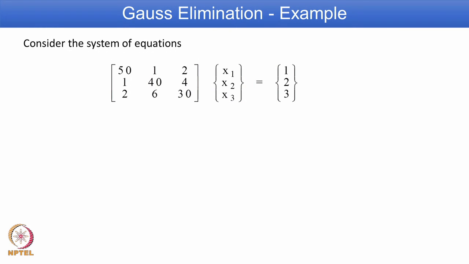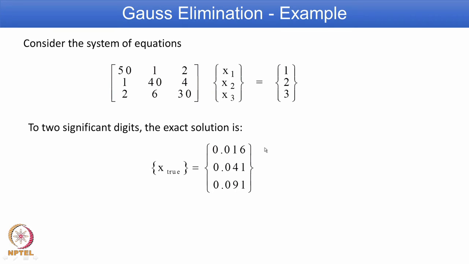We explain the Gauss elimination procedure with the help of a simple matrix as shown here. 50, 1, 2, 1, 40, 4, 2, 6, 30 are the elements of that matrix. x1, x2, x3 is the column vector of unknown values, equal to the right side 1, 2, 3. There is an exact solution available for this system, and that is listed as shown here: 0.016, 0.041 and 0.091. We explain the Gauss elimination procedure for this system in the next 2 slides.